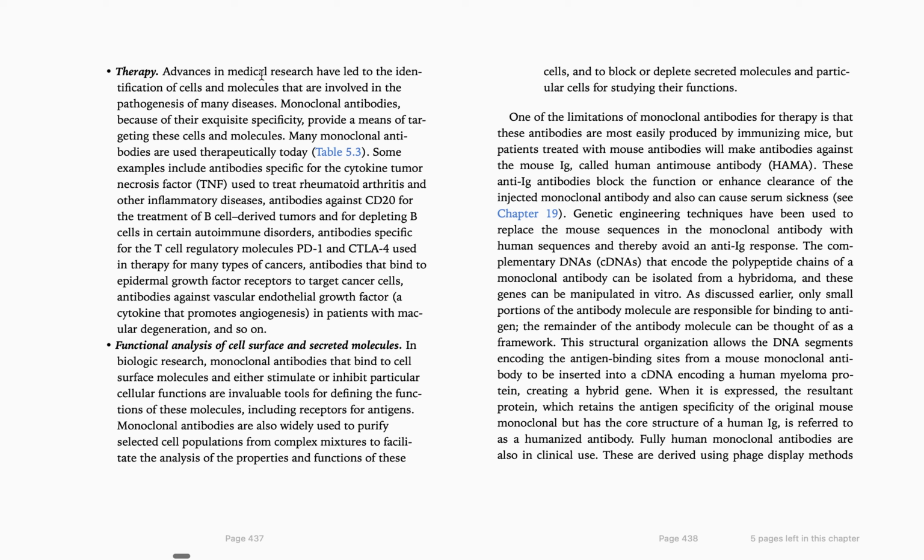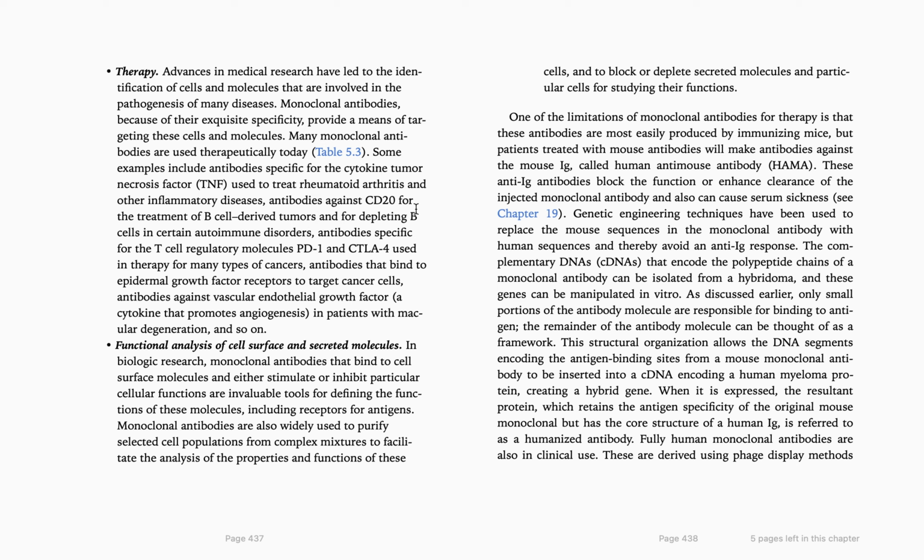Therapy. Advances in medical research have led to the identification of cells and molecules that are involved in the pathogenesis of many diseases. Monoclonal antibodies, because of their exquisite specificity, provide a means of targeting these cells and molecules. Many monoclonal antibodies are used therapeutically today. Some examples include antibody specific for the cytokine tumor necrosis factor, used to treat rheumatoid arthritis and other inflammatory diseases.